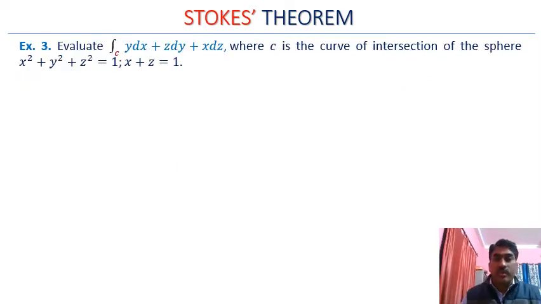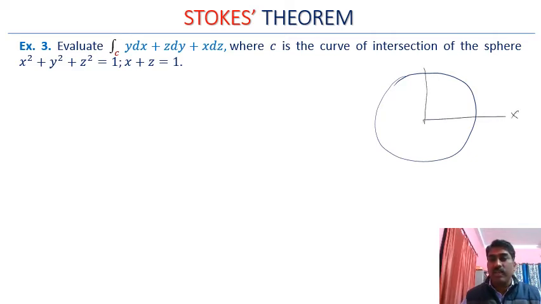This is a similar question, but a little different, and we will take it. Let this be the sphere. We have the question to evaluate this line integral, and we will use the Stokes theorem. So let this be a sphere, this be x-axis, this be z-axis, and this be y-axis. The bounding curve consists of the intersection of two surfaces. One surface is the sphere, and the second surface is the plane x plus z is equal to 1.